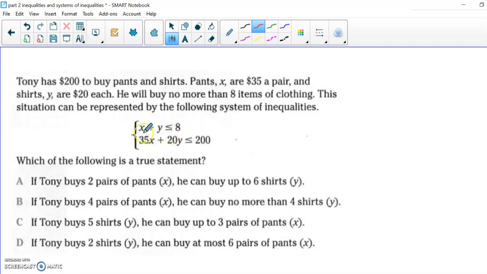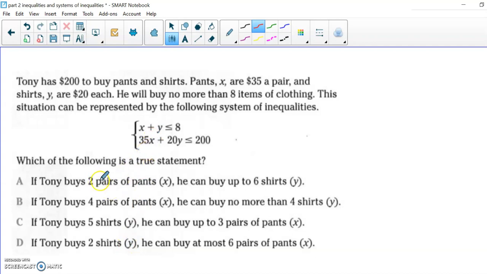And we're told that pants are $35 a pair, shirts are $20 a pair, and when we get up to the register, we better spend less than or equal to that $200. So which of the following statements is true? I'm going to go with the easy one first. Did he buy more than 8 items? So 2 plus 6 is 8. We're okay there. 4 plus 4 is 8. That one's okay. 5 plus 3 is 8. And 2 plus 6 is 8. So that one didn't help us much. So we're going to have to move on to the next one.